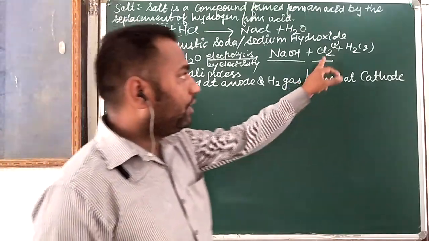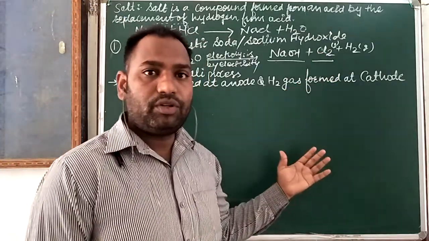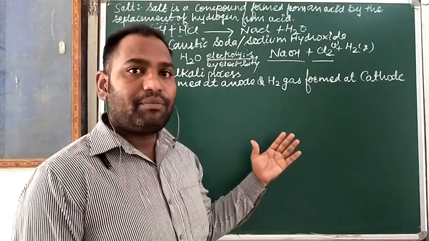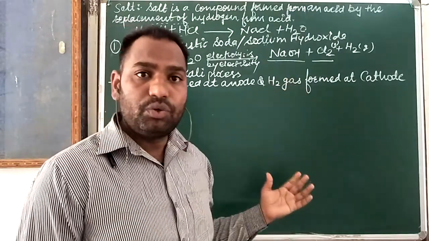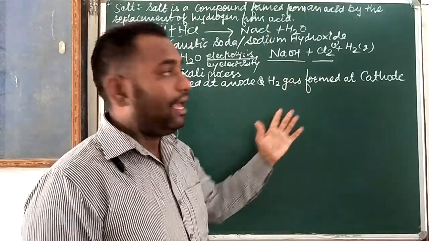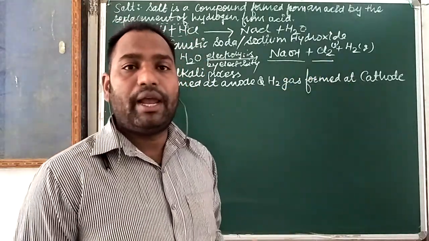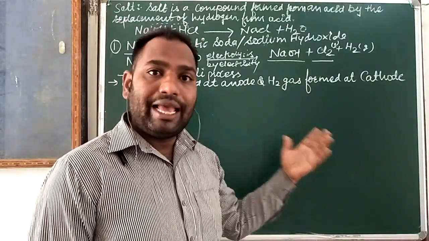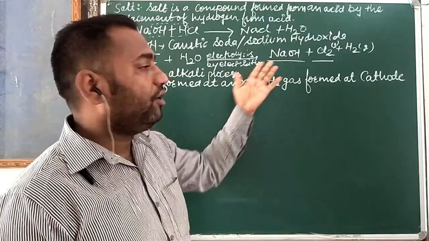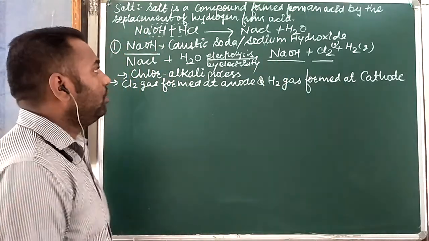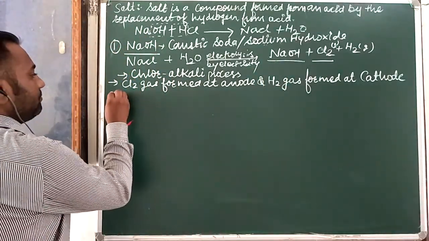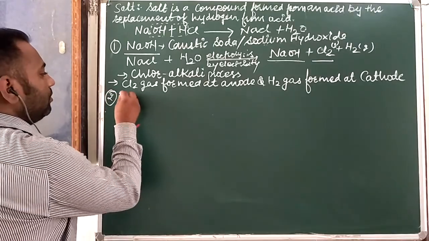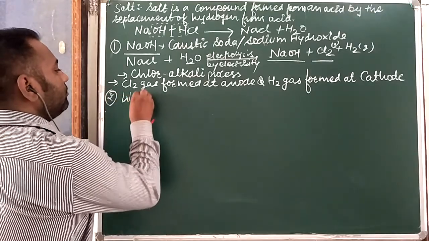Cl2 gas is generally used in making bleaching agents like bleaching powder, and Cl2 is also used in chloroform. H2 gas is used in liquid hydrogen fuel and many other things, and in the formation of acids, and NaOH we already saw. So our second one after that is washing soda.